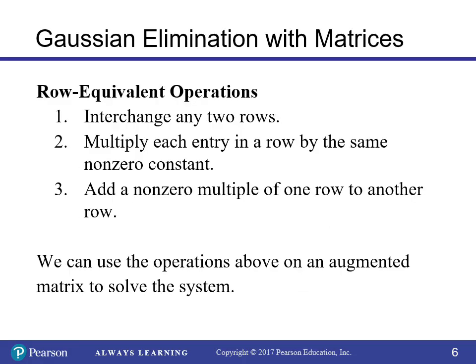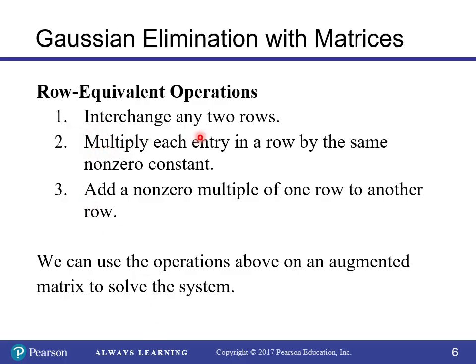Okay, this is a continuation of the notes for 10.1 Matrices and Systems of Equations. So we're reviewing those rules for Gaussian elimination with matrices. We can see here that we can interchange any two rows, so you can move the rows around.